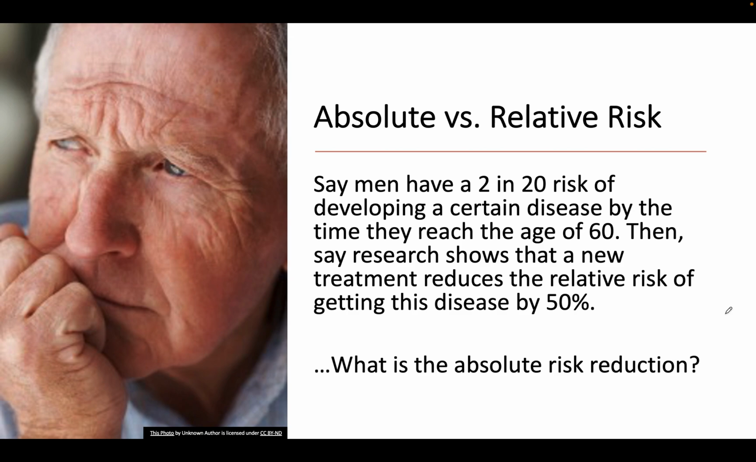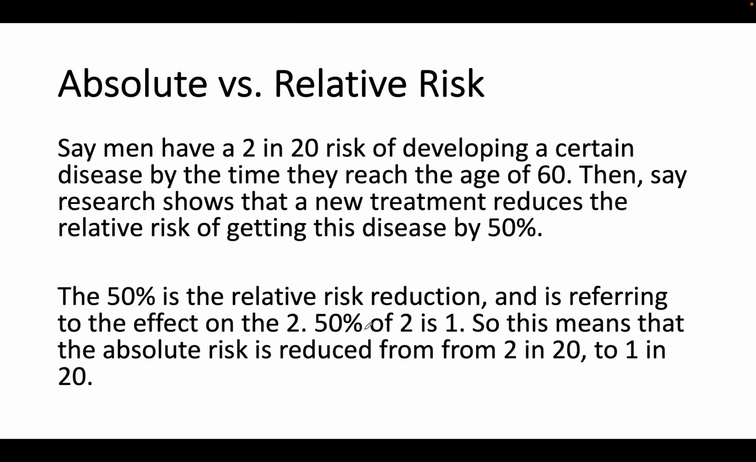Absolute versus relative risk. Let's try one more. Say men have a 2 in 20 risk of developing a certain disease by the time they reach the age of 60. Then say research shows that a new treatment reduces the relative risk of getting this disease by 50%. What is the absolute risk reduction? So if the relative risk reduction is 50%, that means, all right, instead of a 2 in 20 risk, you just reduce that by 50%. Now it's a 1 in 20 chance. So by saying, wow, 50%, that sounds like a gigantic change. But in fact, it just reduces it from 2 in 20 to 1 in 20. Yes, 50% of 2 is 1. So this means that the absolute risk is reduced from 2 in 20 to 1 in 20.